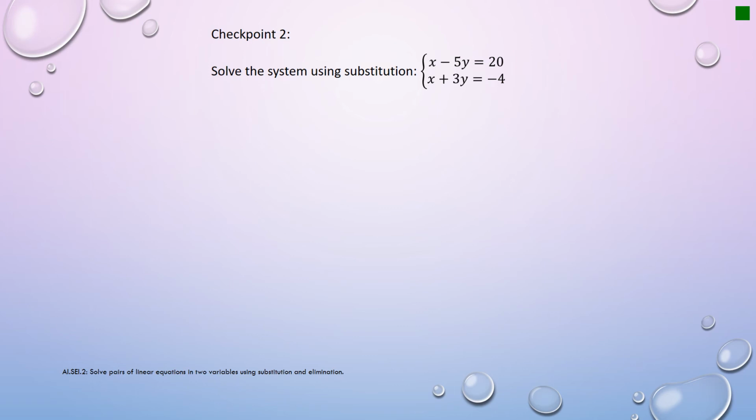I do not. Do you see a variable that has a coefficient of 1, though? Remember, the coefficient is the number being multiplied by the variable. Yes. You've got 1 here and here. So this is your choice.